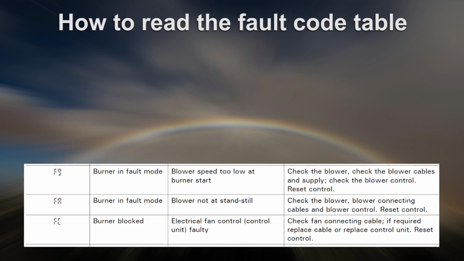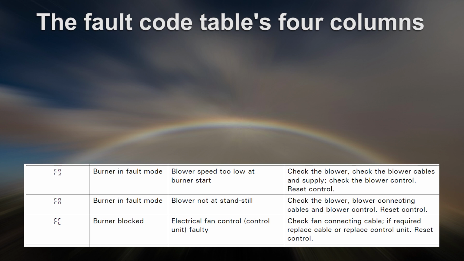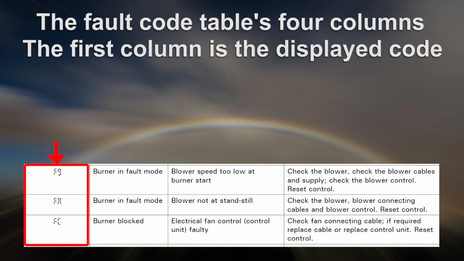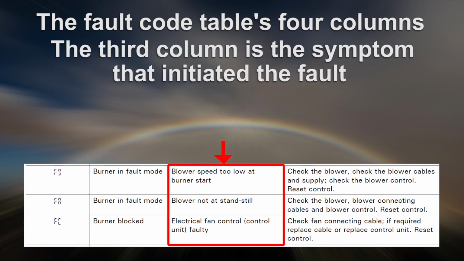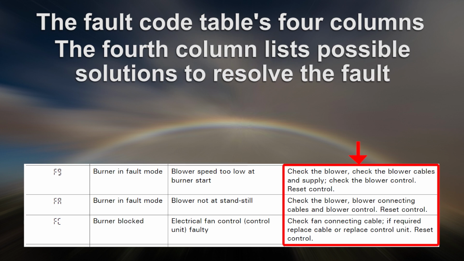Here's how to read the fault code table. The fault code table is broken into 4 columns. The first column is the displayed fault code. The second column shows the action that was taken when the fault was initiated. In the case of fault FC, the burner was blocked, which means the burner was shut down and cannot restart until the fault is resolved. The third column shows the symptom that initiated the fault. The fourth column lists possible solutions to resolve the fault.